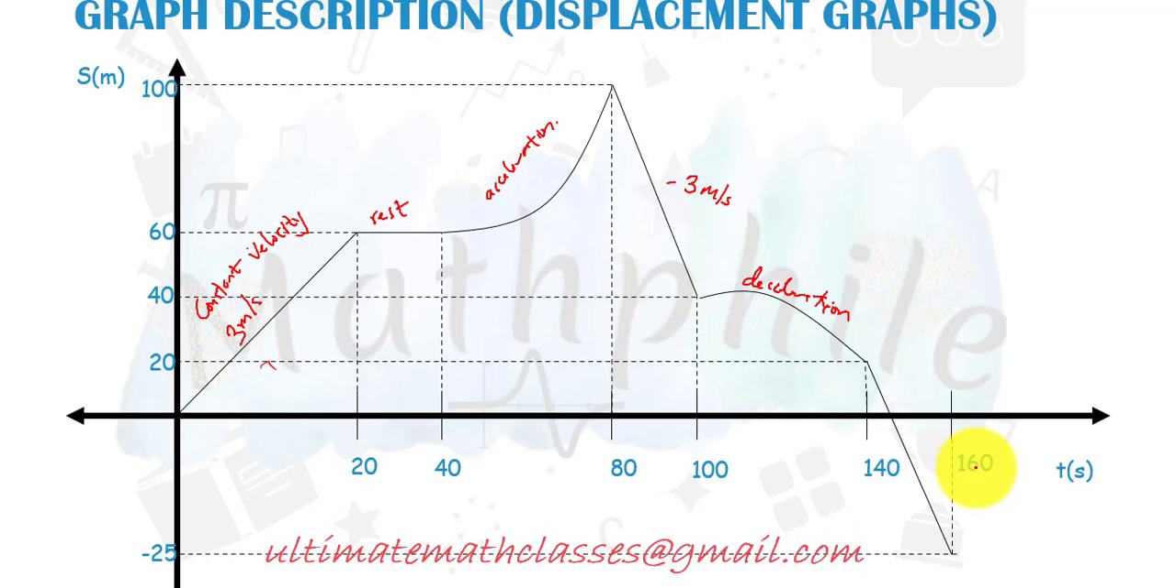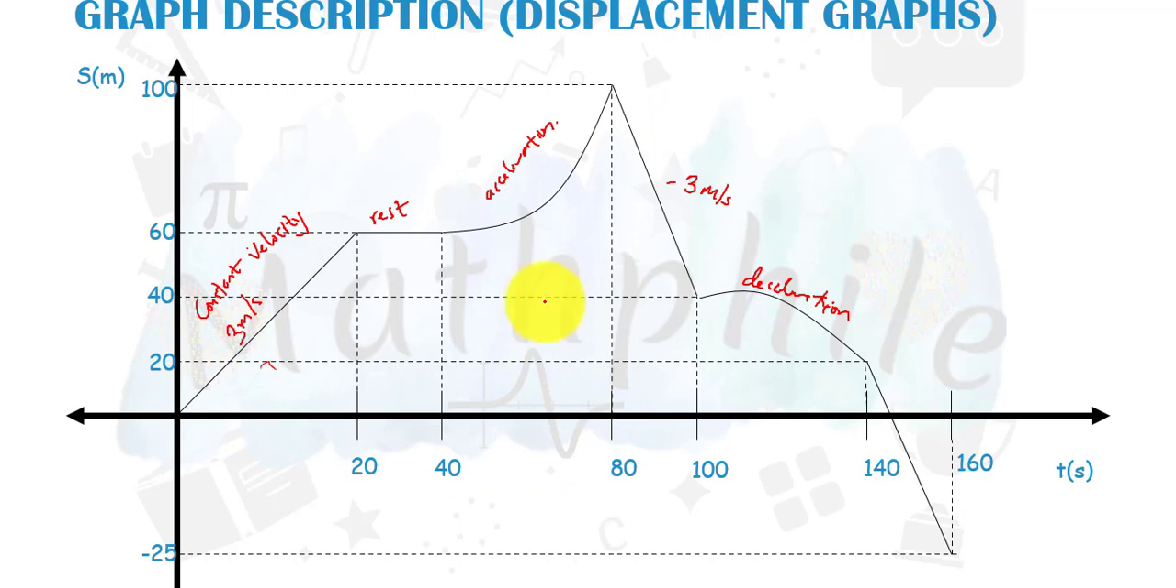And what has happened to the displacement as well? Was the particle behind its starting point or in front of the starting point? It went behind its starting point. With how many units? With 25 units. So that is how to describe a graph. Once you can describe a graph, then you can move between graphs. You see what I just did?